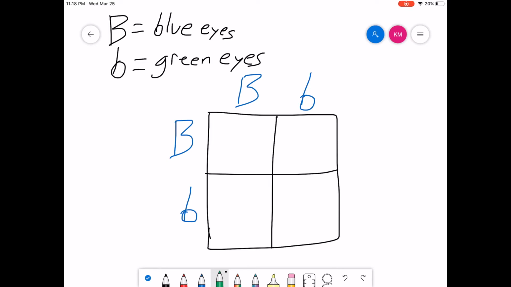Both of these people, remember, are going to present with blue eyes because they have at least one dominant allele. And if you have at least one dominant allele, it will be expressed. So how we do this Punnett square is we just take the one from the top that corresponds with the one on the side, and we write that in that square, giving us big B, or better terminology would be homozygous dominant. We do the same thing over here. We take a big B from the left and a little b from up top, giving us a heterozygous individual.